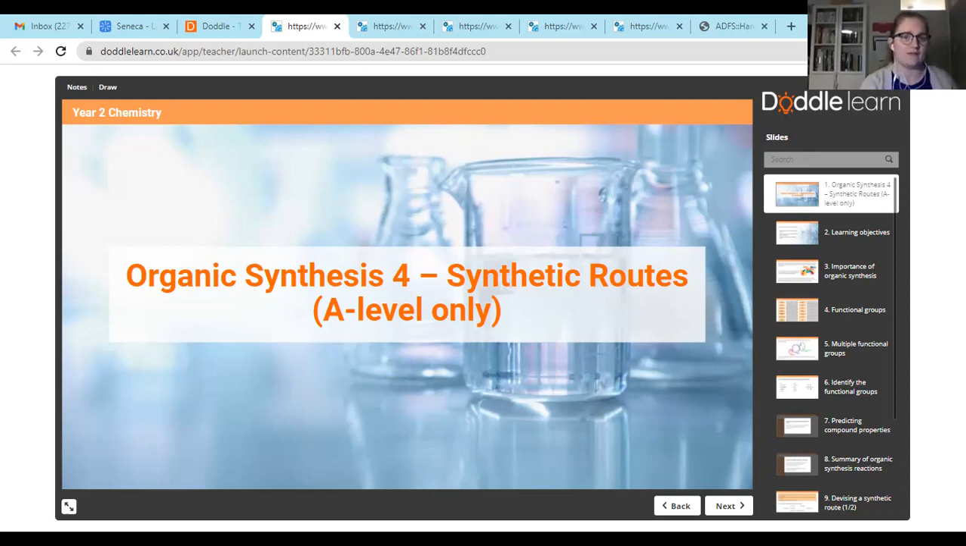So, optical isomerism. Basically, they're non-superimposable mirror images of each other.